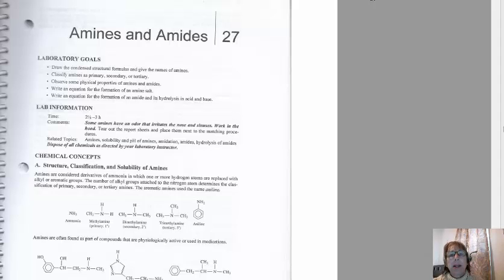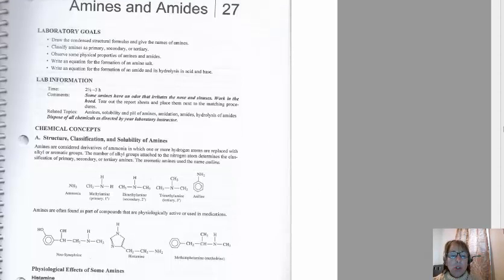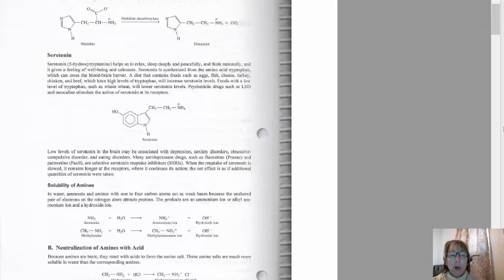Experiment 27 covers amines and amides, but since Chapter 16 only addresses amines, we're only going to look at the amine part of this experiment, which is parts A and B. So in the chemical concept section of this lab, which you always want to read, you just need to focus on parts A and B.